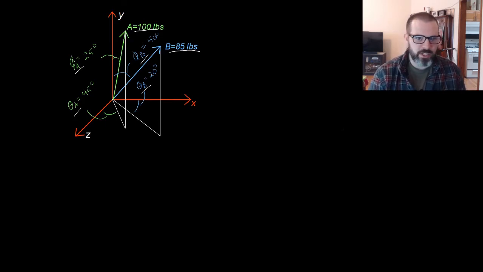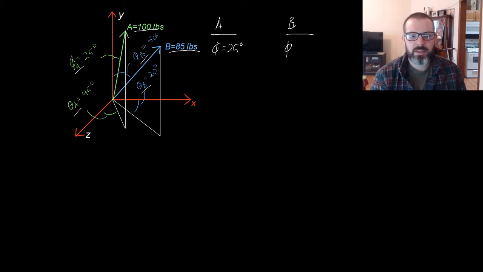So the very first thing I do whenever I see force vectors defined to me in this type of notation, I take it and I put it in rectangular coordinates. So just to summarize, we have A and we have B. For A, the azimuth angle phi is 25 degrees. Azimuth angle for B is 50 degrees.